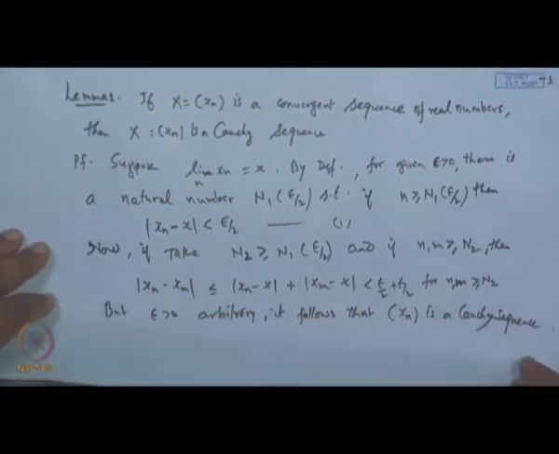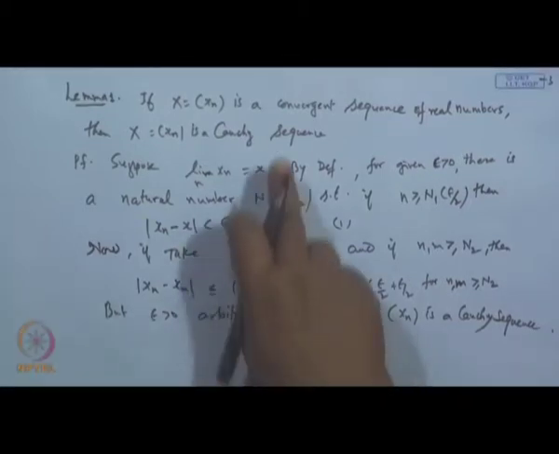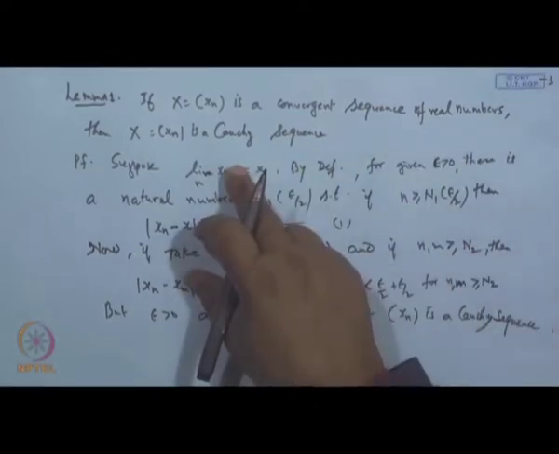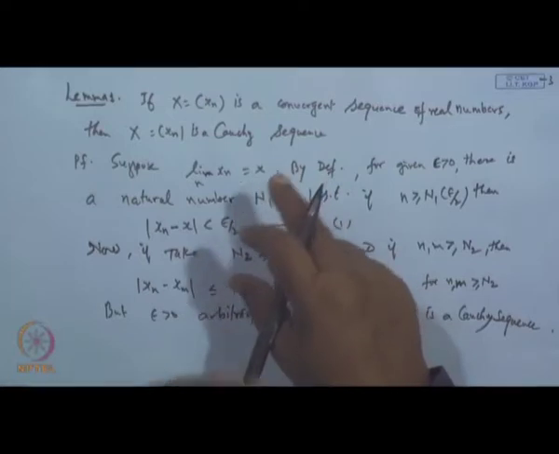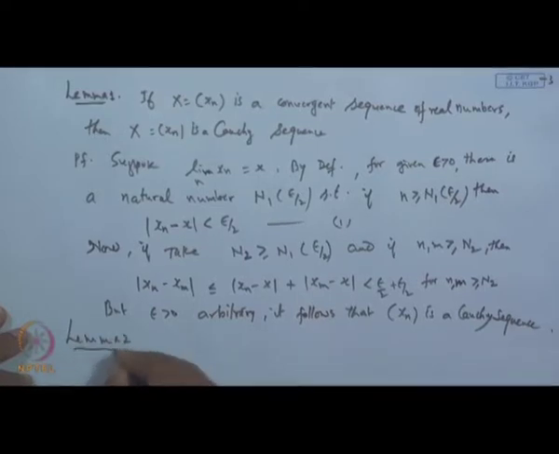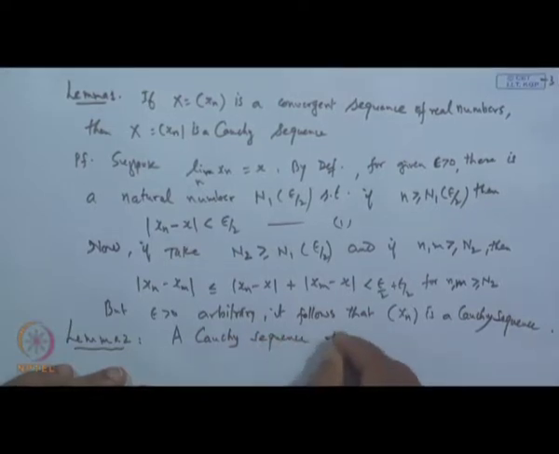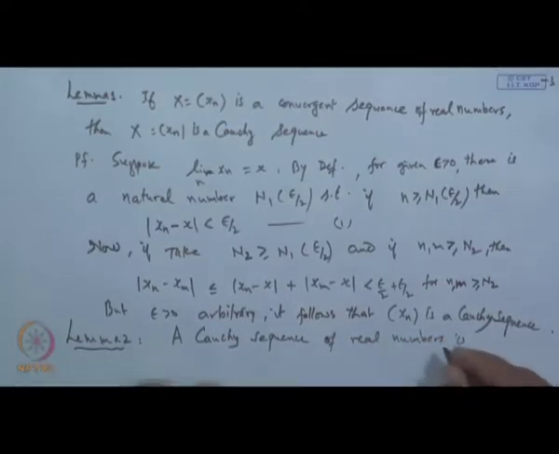Now, as we have seen that a convergent sequence is a bounded sequence, and that every convergent sequence is a Cauchy sequence, we are going to show this also: that every Cauchy sequence is a bounded sequence. So, the next result is lemma 2, which says that a Cauchy sequence of real numbers is bounded.